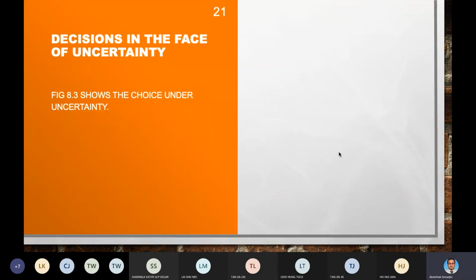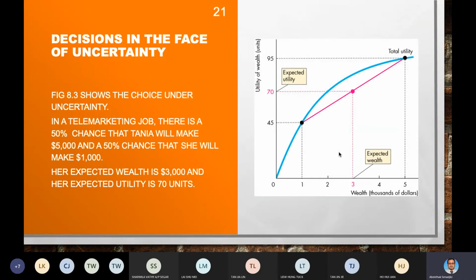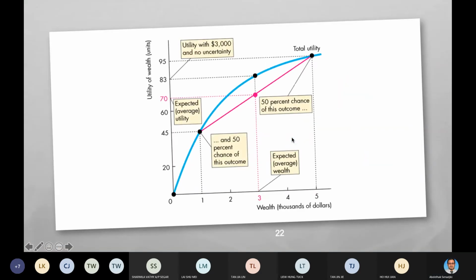So what decision will she make now? This figure shows the choice and the uncertainty. In a telemarketing job, there is a 50% chance that Tina will make 5,000 and a 50% chance that Tina will make only 1,000. So her expected wealth will be 3,000 and her expected utility will be 70. Just now we explained it. Okay, that's it.